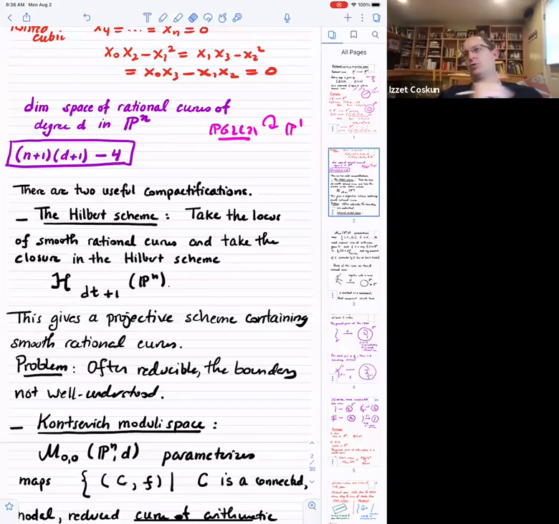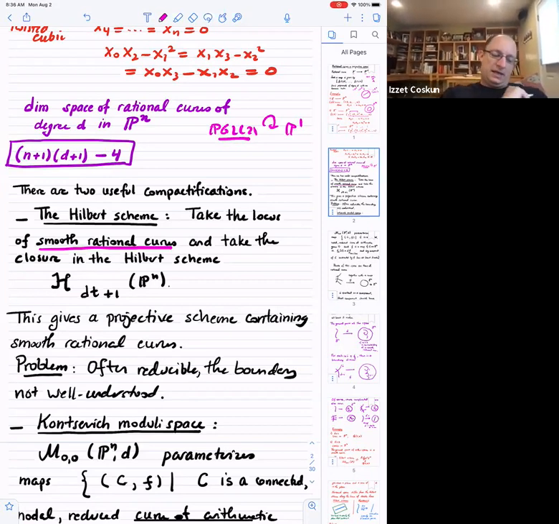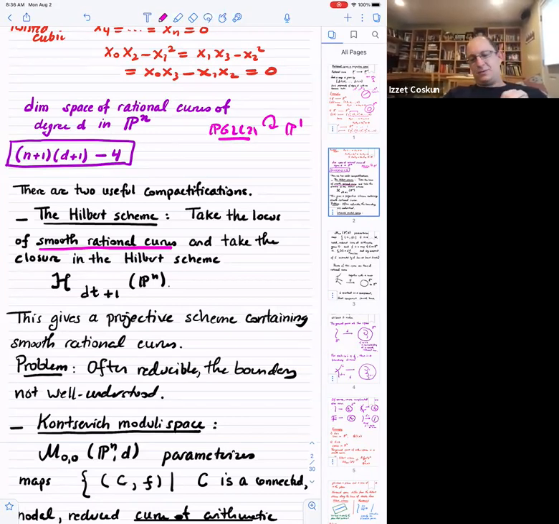So what you do is you take your locus of smooth rational curves, right? At least if you're in P^n with n at least 3, right? You take your locus of smooth rational curves, and then you see this lies in the Hilbert scheme, and then you take just the closure of that locus. So that gives you some sort of compactification. The nice thing is that it gives you some projective scheme containing all your smooth rational curves.